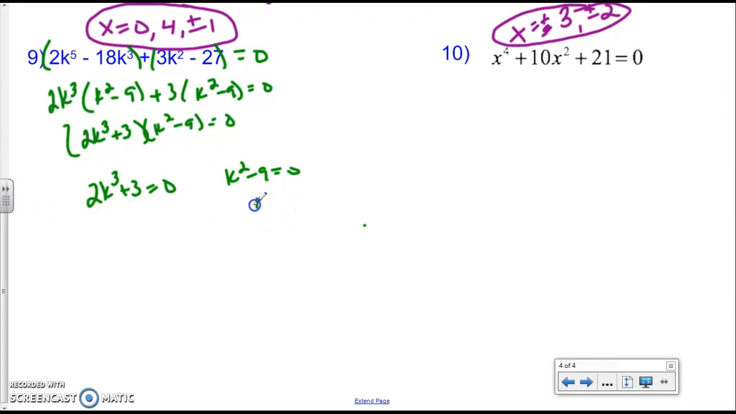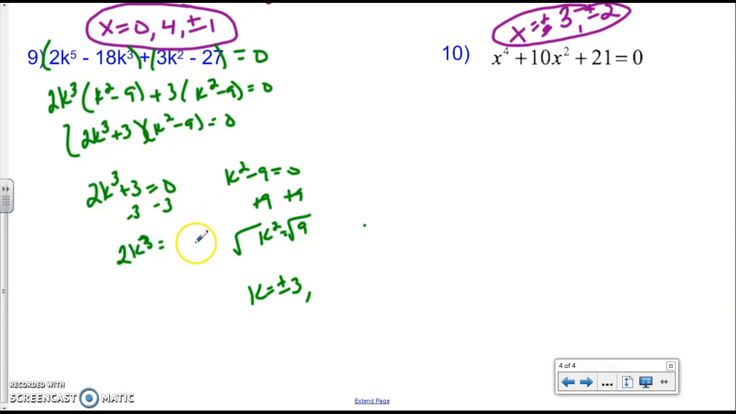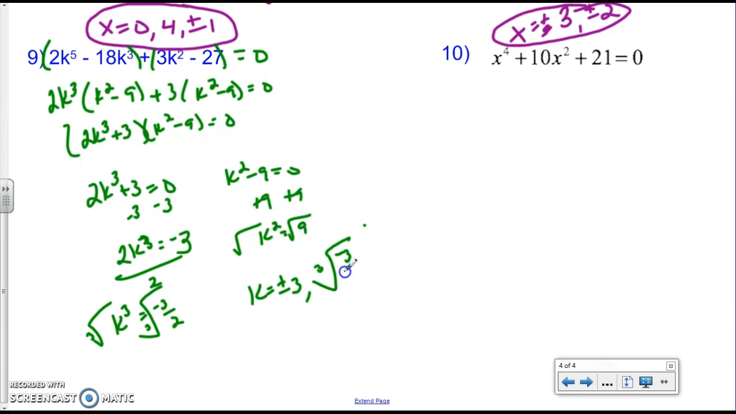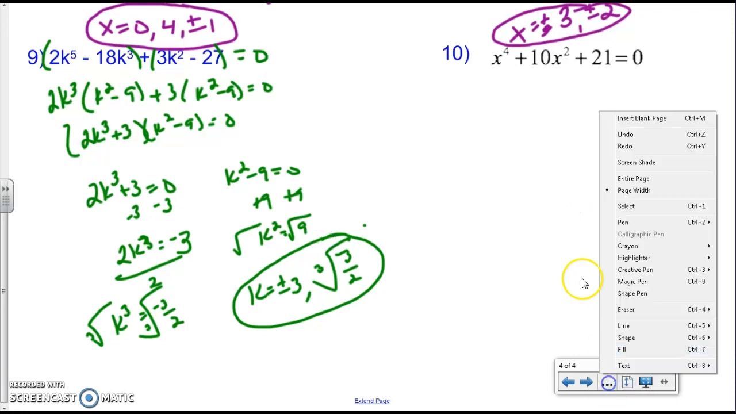We haven't talked much about solving cubes yet, so we're going to talk about that here in a second. I get k equals positive and negative 3 for the first part, or the second part. When I take the cubed root, my answer is either positive or negative, so I don't need to have the plus or minus sign there. So if I have k to the 3rd equals negative 3 halves, I'm going to take the cubed root, and we're just going to leave that. Don't do anything with it. That's not typical. You won't see that on tests or quizzes.